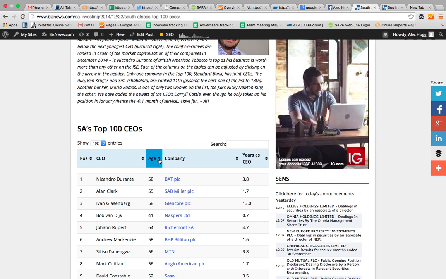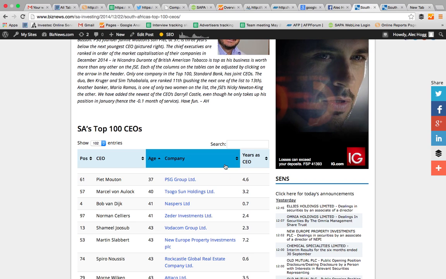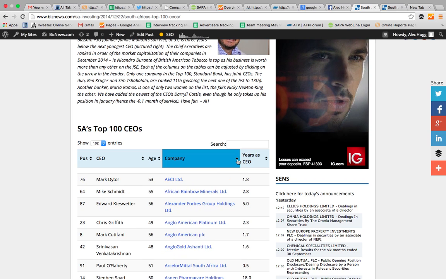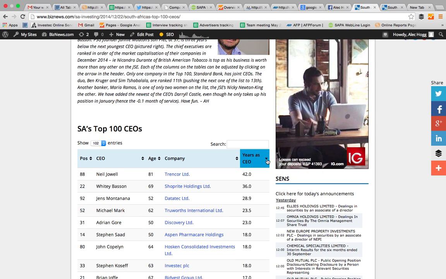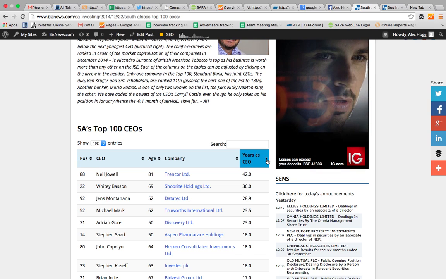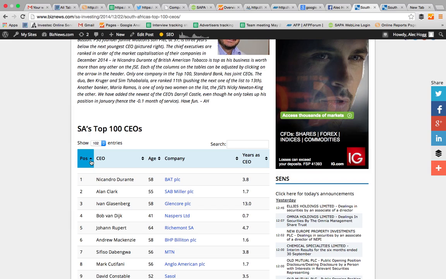You can rank the CEOs by age. You can rank the companies by alphabetical name. You can rank the CEOs by the years that they have served, both ascending and descending order. We have the default rank aligned with the market capitalization of these companies.